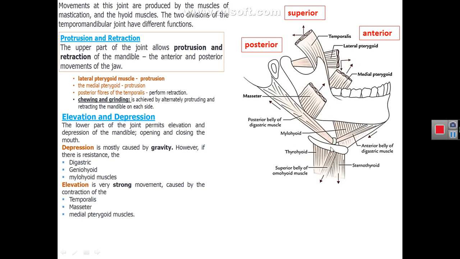Depression is produced by muscles below the mandible that are extending between the mandible and the hyoid bone, including digastric muscle, mylohyoid muscle, and deep to mylohyoid, geniohyoid. While elevation, the upward movement, is a function produced by masseter, produced by temporalis, and also produced by medial pterygoid, as the arrows indicate.